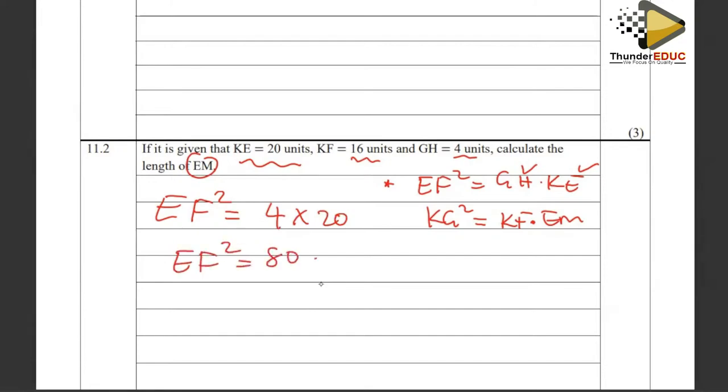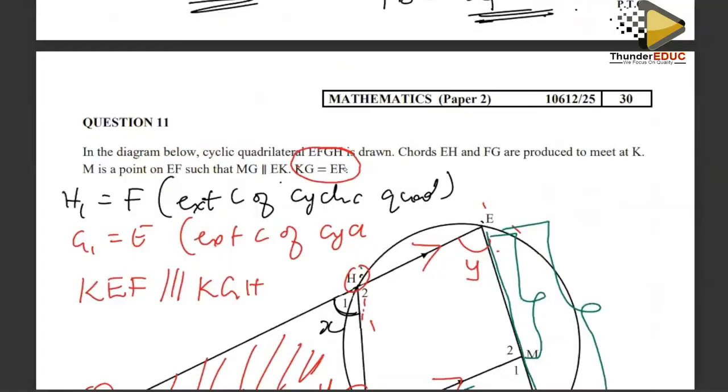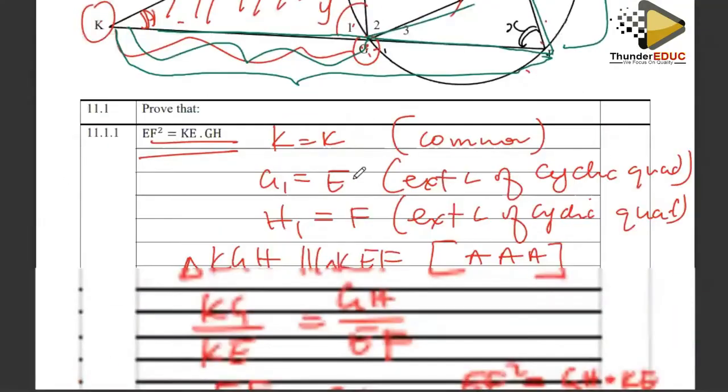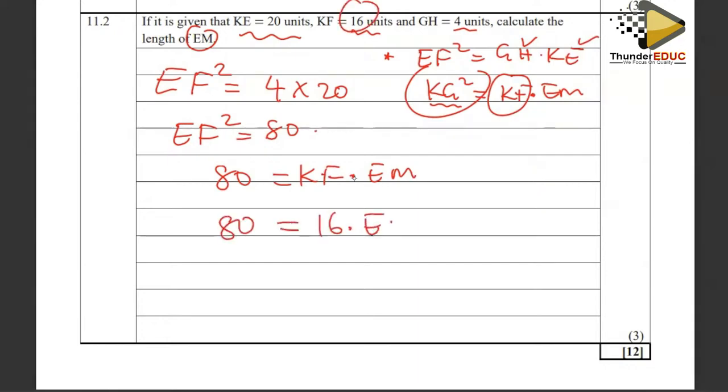meaning that EF squared gives us 80. But we know that EF is the same as KG from the first part. Meaning that instead of me replacing or calculating this back, I'll just replace it with the 80 and say that 80 is the same as KF multiplied by EM. So what is my KF? My KF is 16. So 80 is equal to 16 times EM. Divide both sides by 16. Okay, so how many 16s are in 80? We only have 5. So EM becomes 5 units.